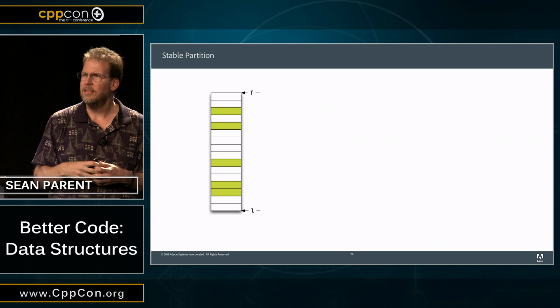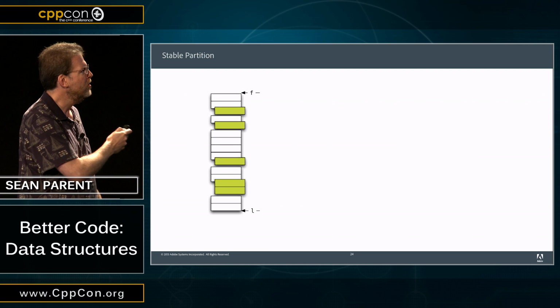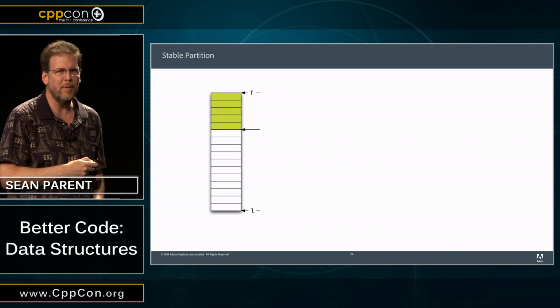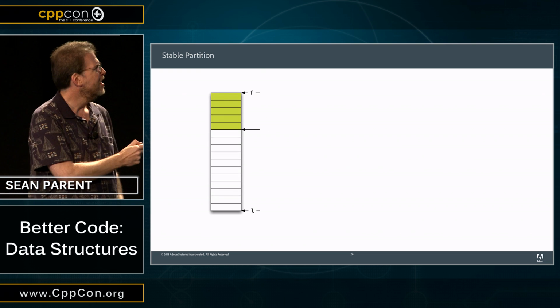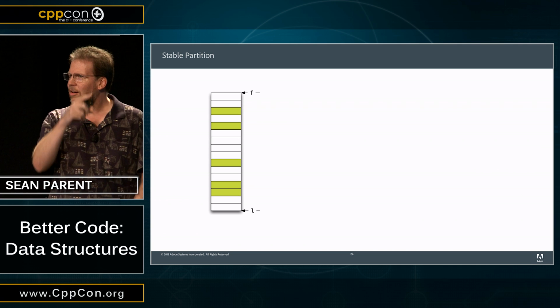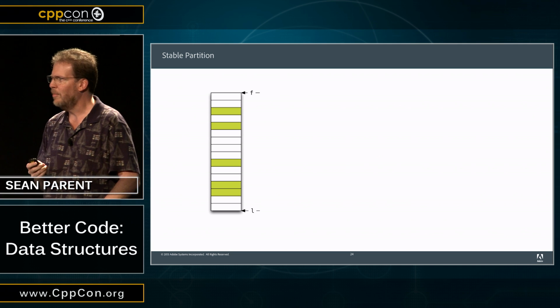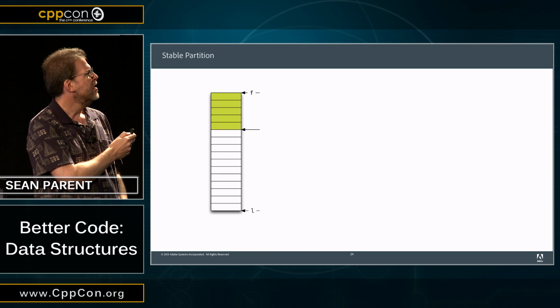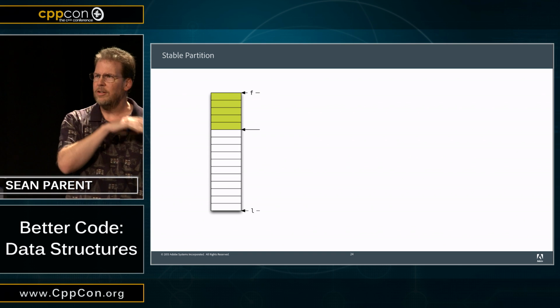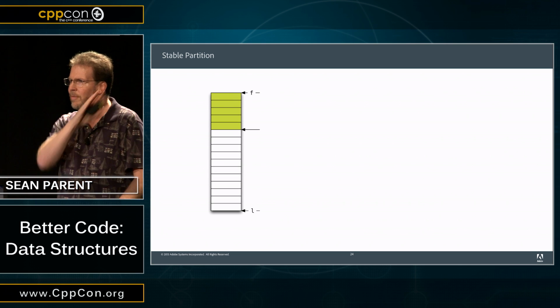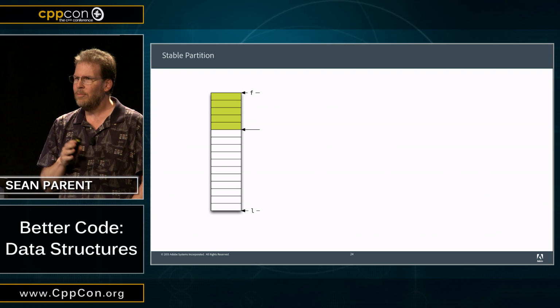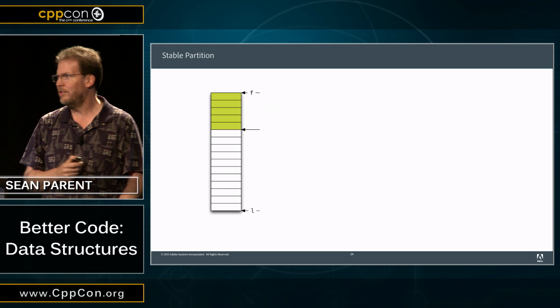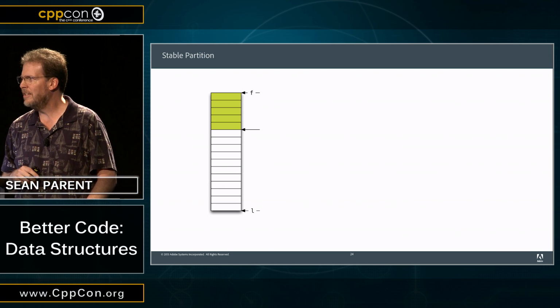Yes, I can. Okay, so what's stable partition? Right? Stable partition is you take all the good guys, all the selected guys, you have some predicate that marks guys, and you move them all to the front. All the good guys go to the front. And all the bad guys go to the back. And it's stable because their relative order doesn't change. Okay, so that's stable partition.